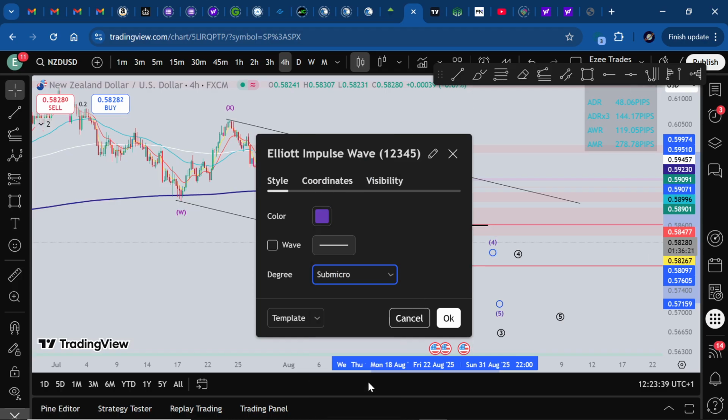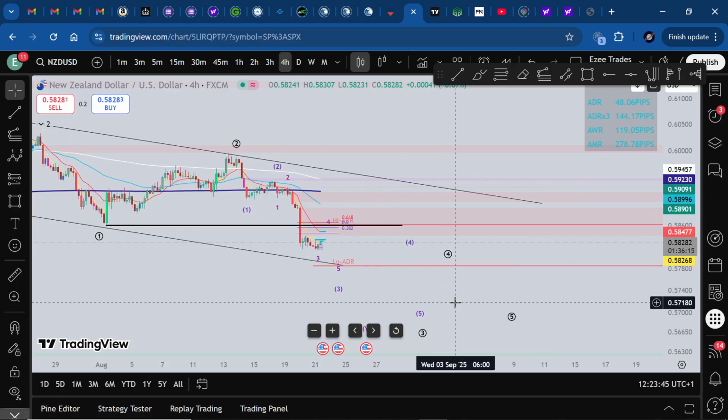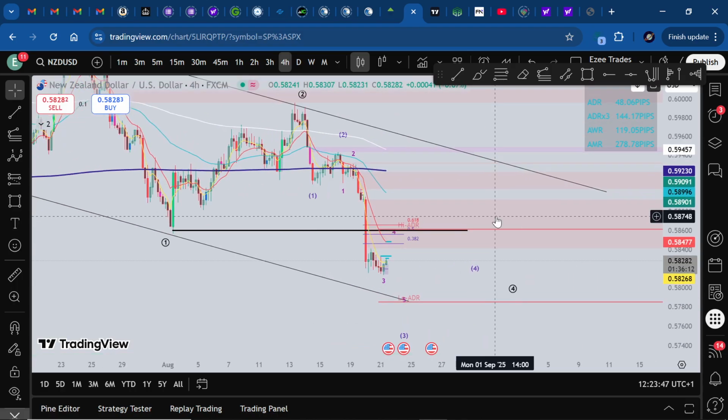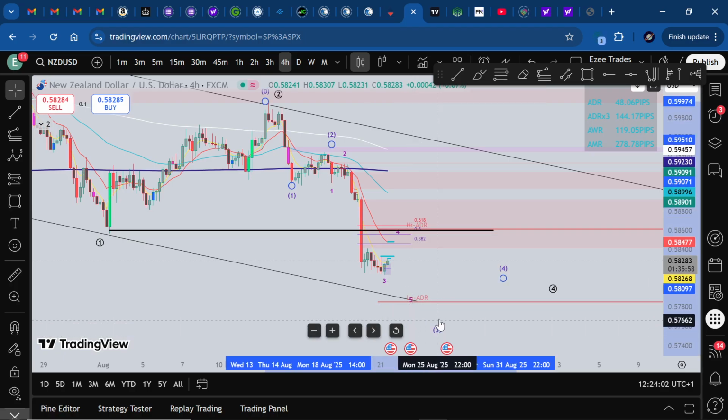It goes like this, okay? So inside here, we've got 1, 2, looking for 3. Inside 3, we've got 1, 2. This is the third wave of the third wave. 1, 2, 3, 4, 5. Once we get that, we'll have this 3.